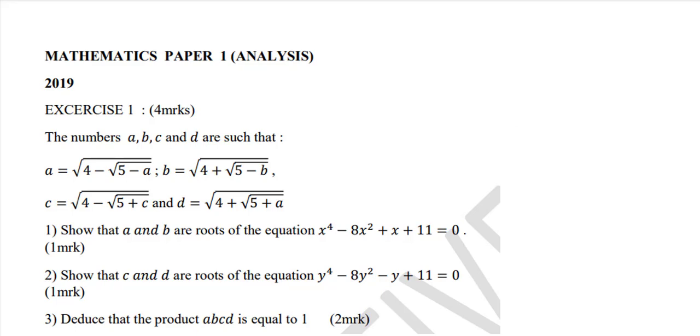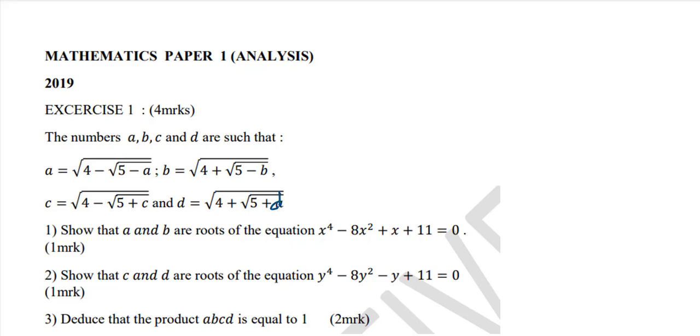The question reads: A, B, C, D are such that we have A, B, C, D as seen on the screen. So A is the square root of 4 minus the square root of 5 minus A. B is the square root of 4 plus the square root of 5 minus B. C is the square root of 4 minus the square root of 5 minus C. And D is the square root of 4 plus the square root of 5 plus D.